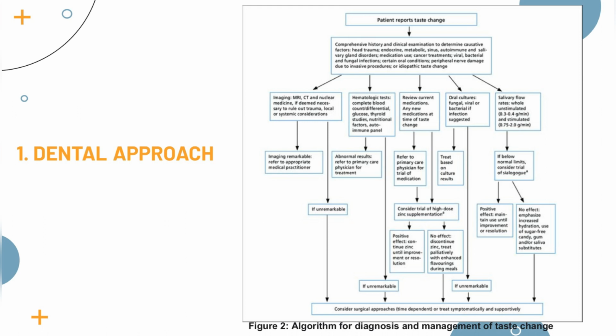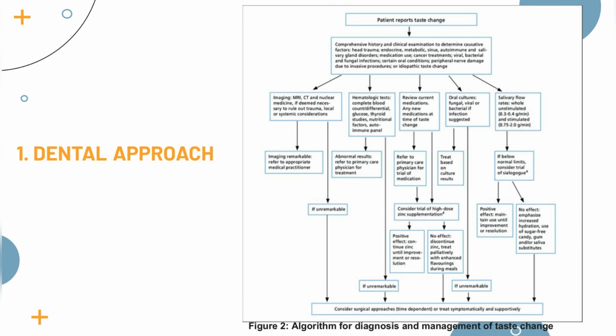After that, oral cultures will be taken if infections are suggested. If remarkable, the patient will be treated based on culture results, and if otherwise, the case is considered for surgery or treated symptomatically. Lastly, salivary flow rate will be examined.